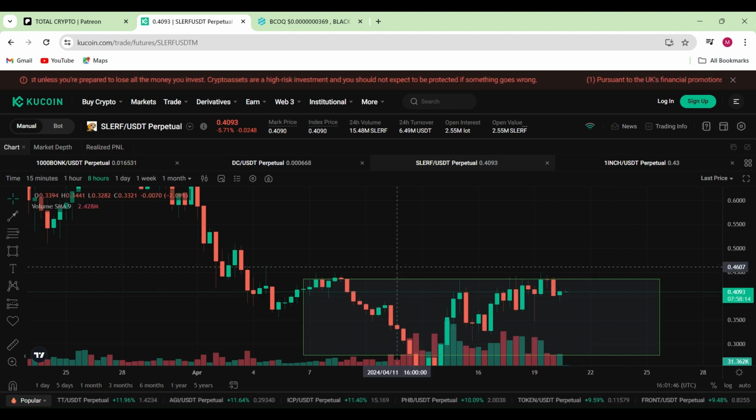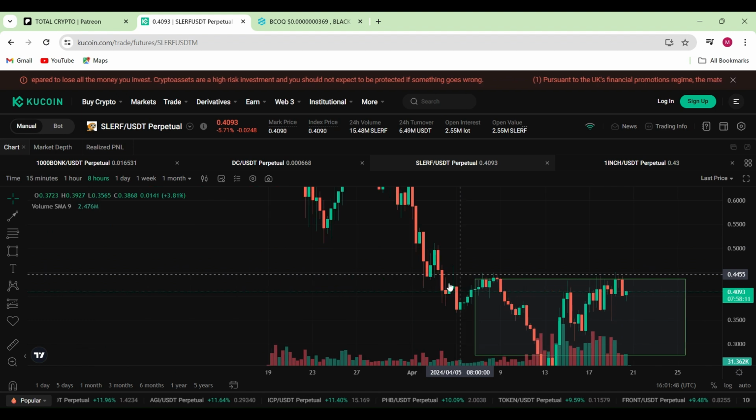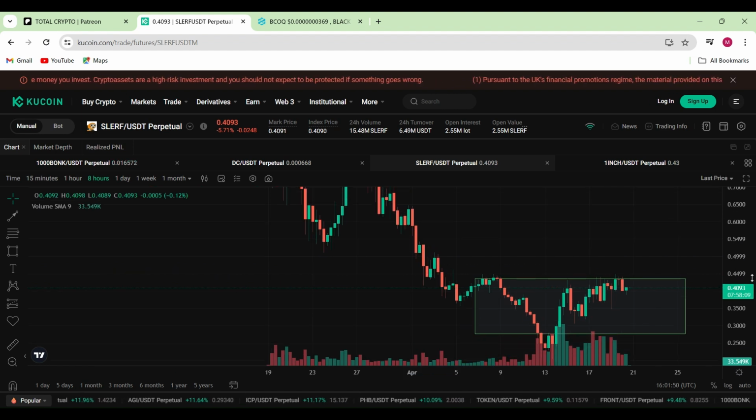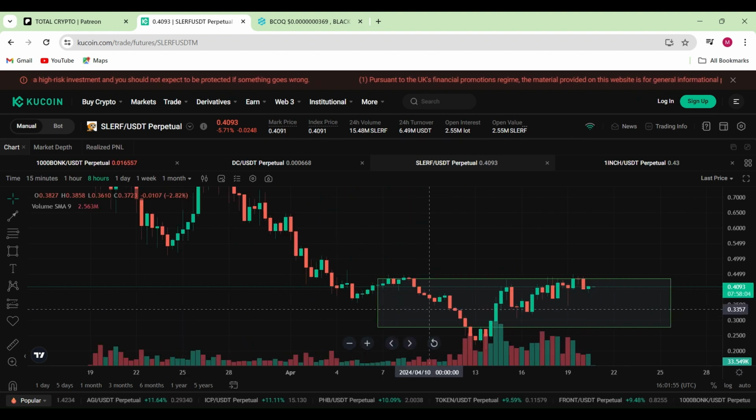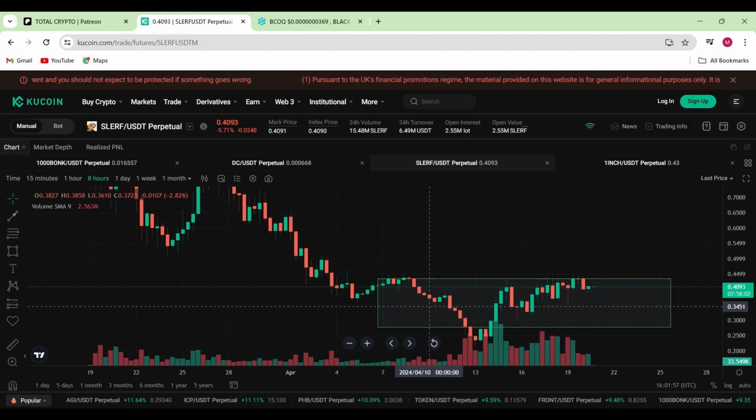But either way guys, this is just some of the chart strategies that I've been using for years that have been really working out for me, which is why I'm going to show you this as an example.